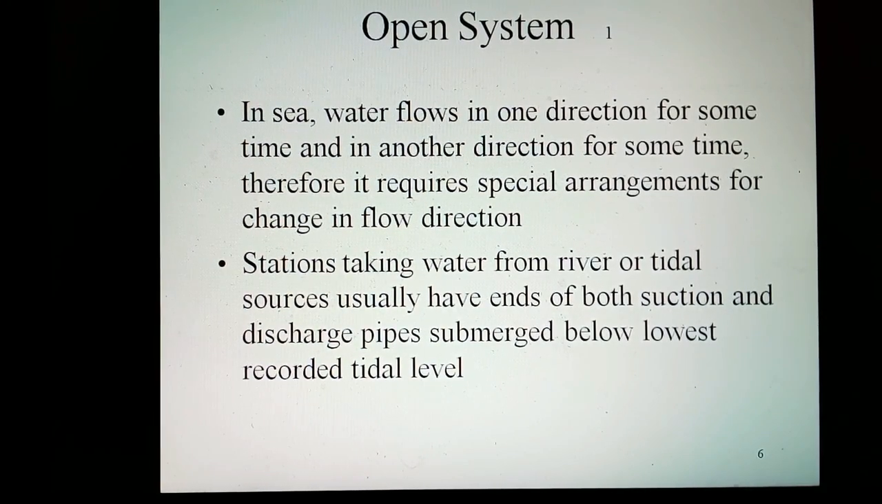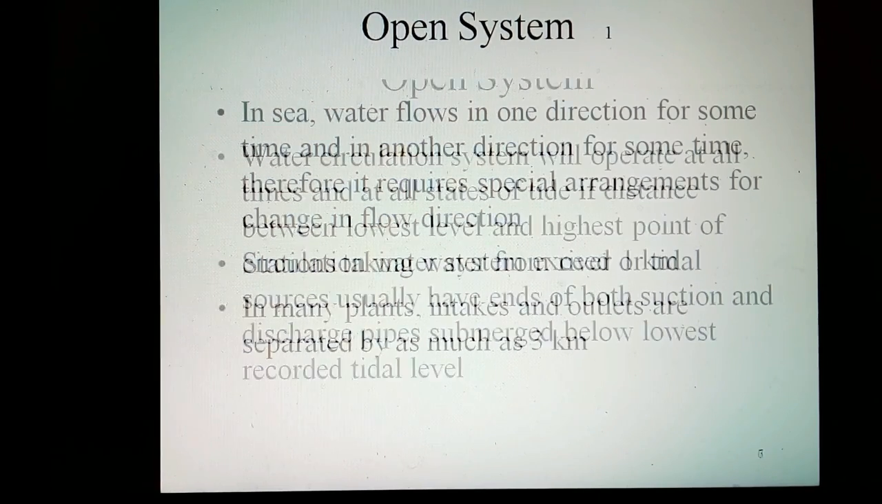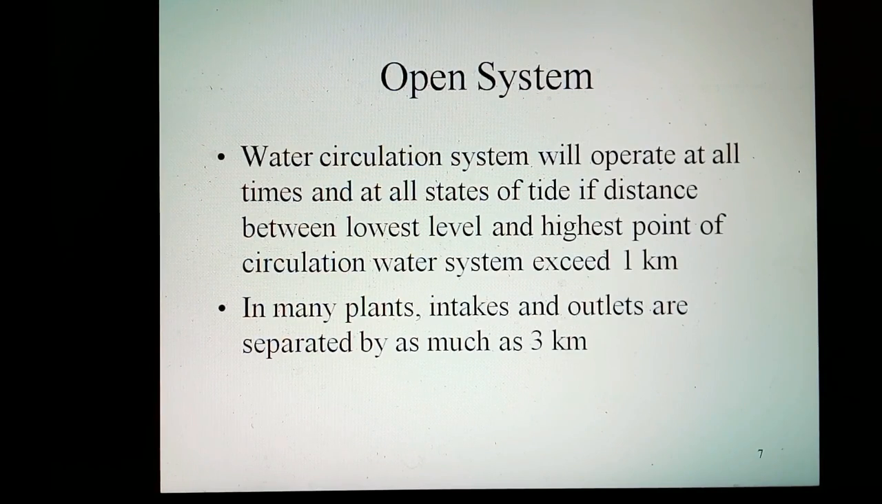In tidal waters, the water flows in one direction for some time and in another direction for some time. Therefore it requires special arrangements for the change in flow direction. Stations taking water from river or tidal sources usually have the ends of both suction and discharge pipes submerged below the lowest recorded tidal level. The water circulation system will operate at all times and at all states of tide if the distance between the lowest level and highest point of the circulation water system exceeds 1 kilometer. In many plants, intakes and outlets are separated by as much as 3 kilometers.